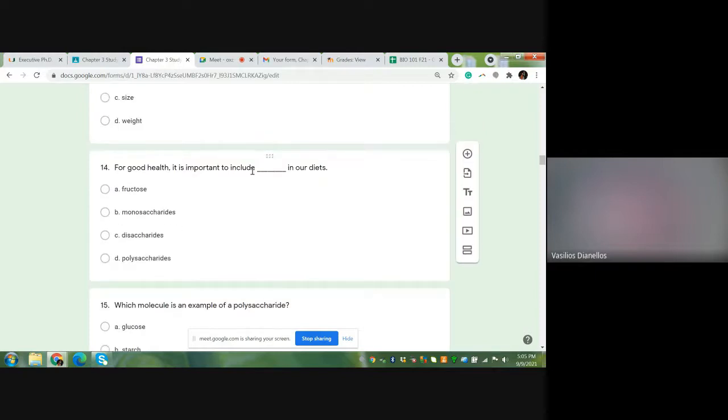14, I won't ask you, but I did mention this in the lecture. Fiber is good for you, right? And fiber is cellulose, and cellulose is a polysaccharide. So anyway, that's the answer to that.